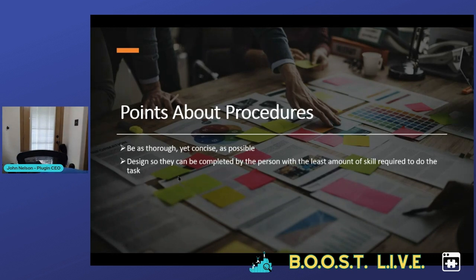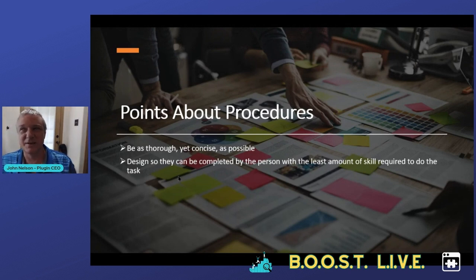Okay, the second one is, design this so that it can be completed. These two are important, and these next two are important. So this is the E-Myth thing, right? Design this so that it can be completed by the person with the lowest skill set, the minimum skill set required to do the job. Okay. So what do I mean by that? With the least amount of skill required to do the job. So what does that mean?